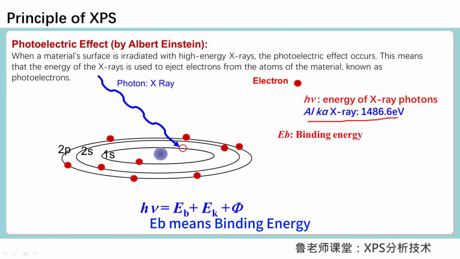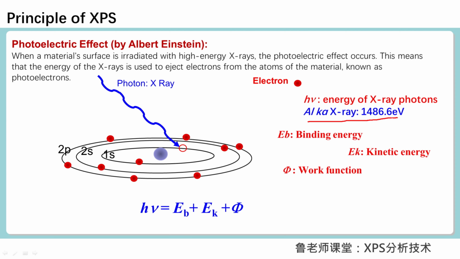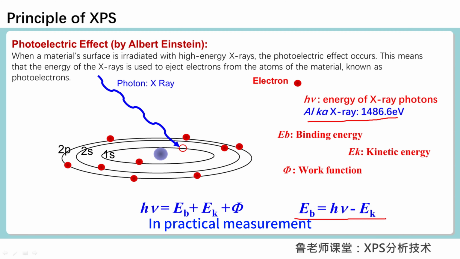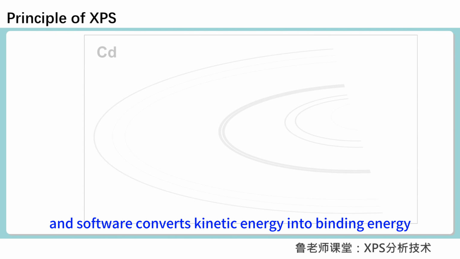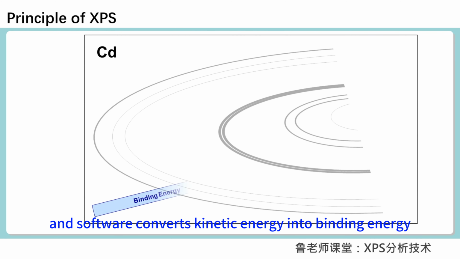EB means binding energy, EK means kinetic energy, and phi is the work function of the instrument. Then the equation can be like this, a simple one. In practical measurement, the kinetic energy of photoelectrons is collected, and the software converts kinetic energy into binding energy.